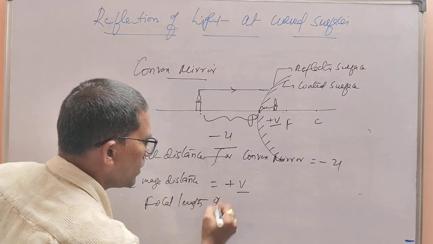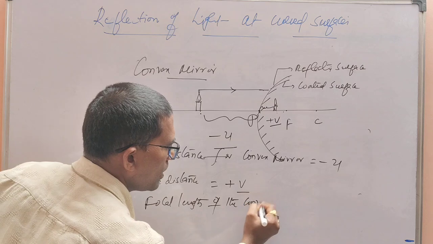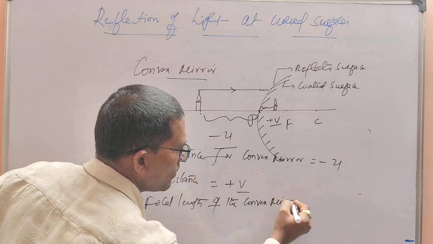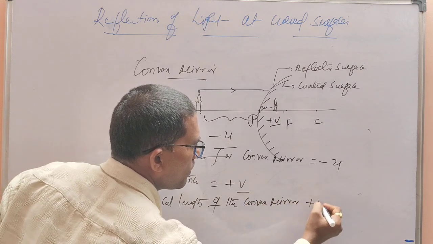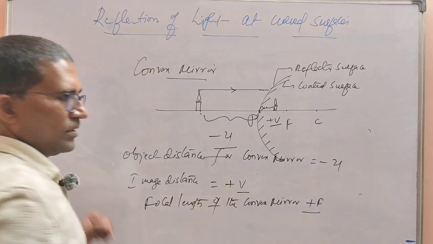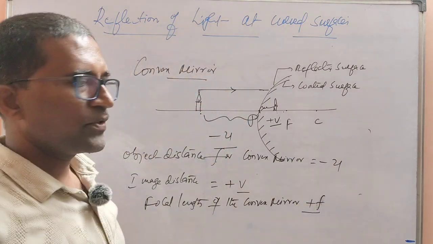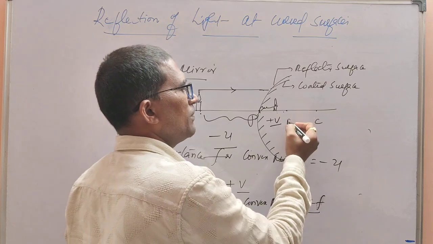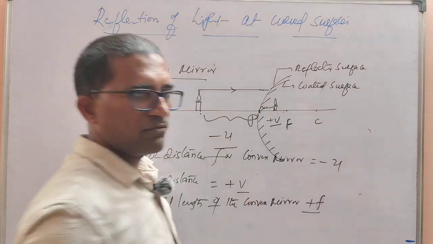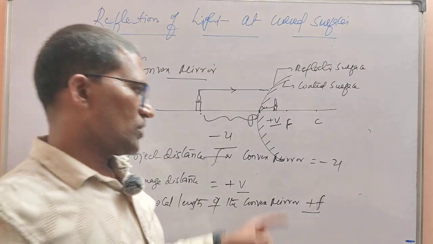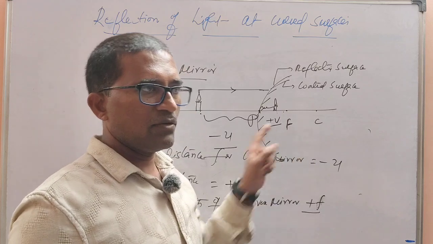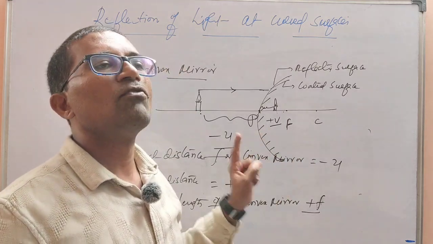Focal length of the convex mirror is positive. Is it clear? I hope you all understood. This is small f, you should not use capital F. Okay, focus is capital F and the focal length will be small f. Never use small f for focus, never use capital F for focal length.